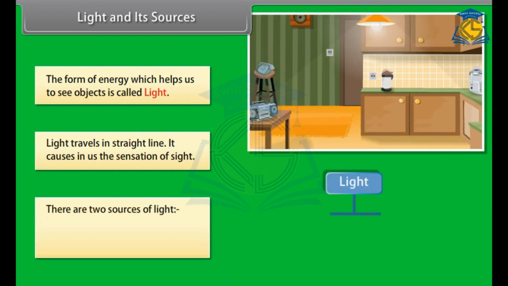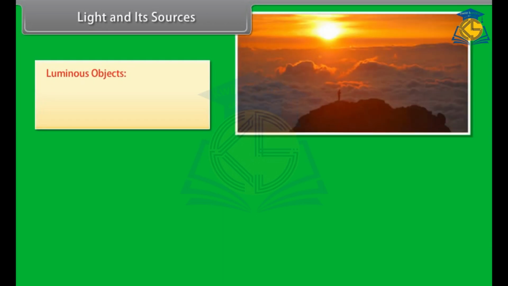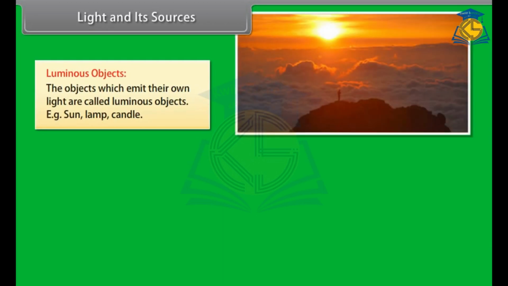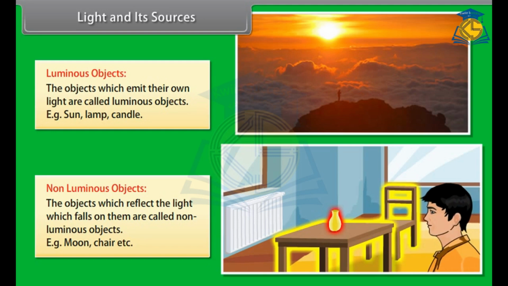There are two sources of light: luminous objects and non-luminous objects. Luminous objects. The objects which emit their own light are called luminous objects. Example: sun, lamp, candle. Non-luminous objects. The objects which reflect the light which falls on them are called non-luminous objects. Example: moon, chair, etc.